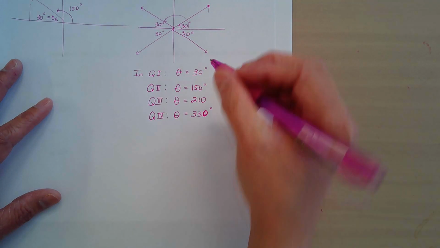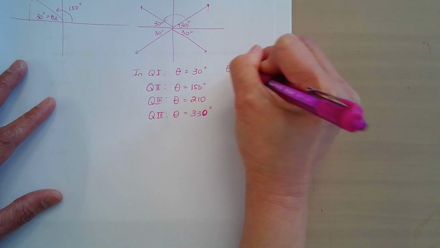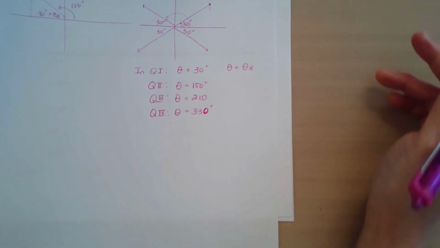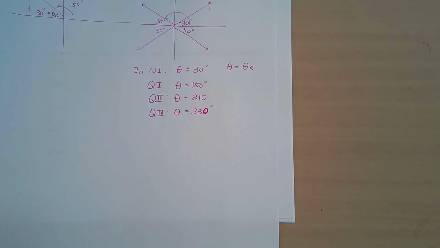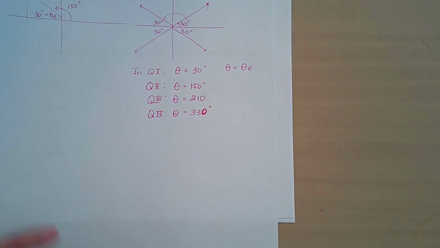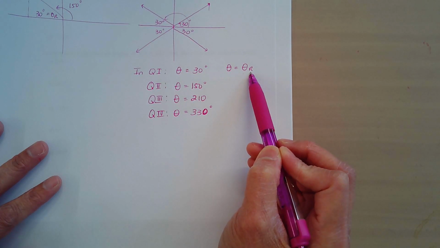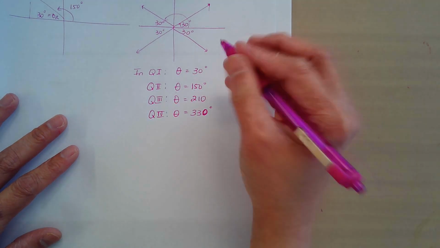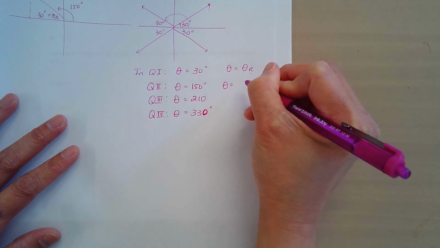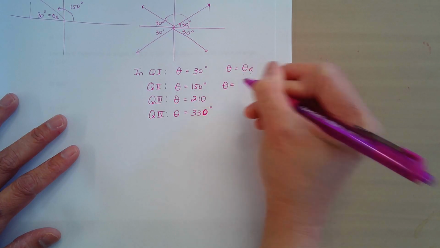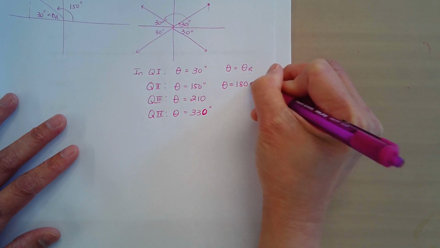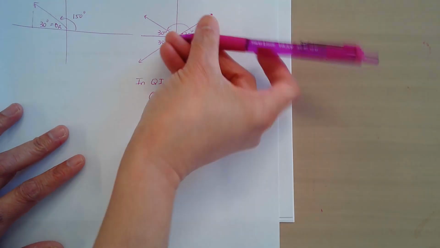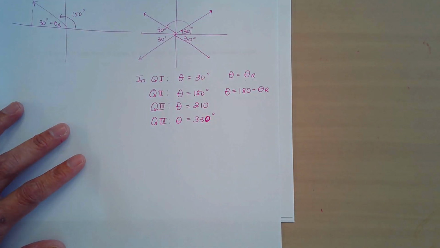Okay. So if it's in quadrant 1, theta is equal to theta r. I think this is what we discussed. If you took the grade 11 pre-cal, this is probably what you had. Theta is equal to theta r if it's in quadrant 1. So that's the easy part. Now if it's in quadrant 2, theta is equal to 180 minus theta r, right? Because 180, and then you took away the 30 degrees.